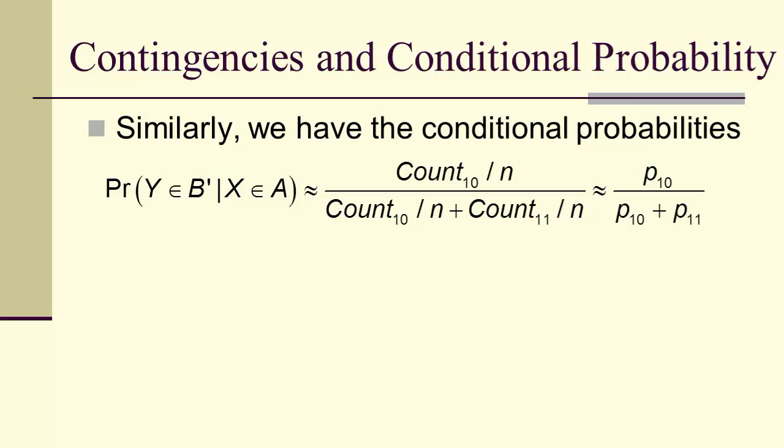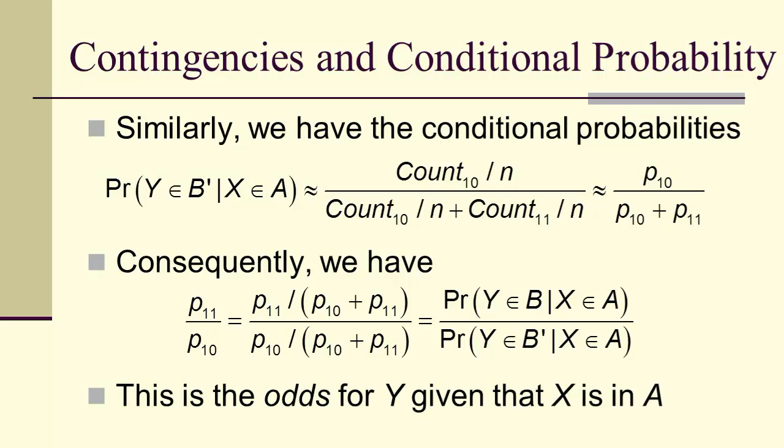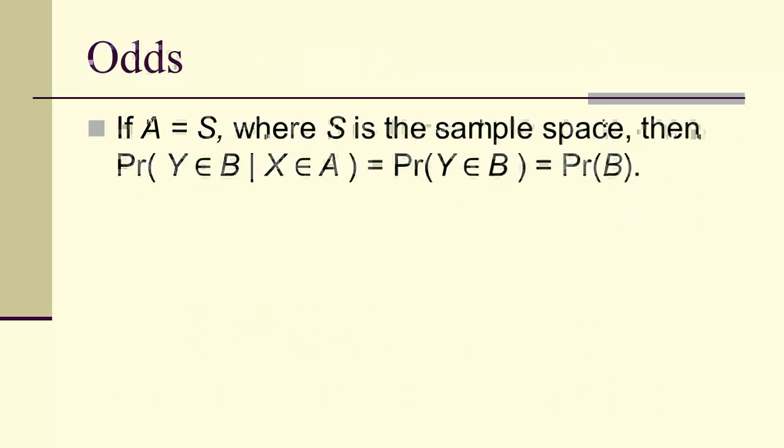So that means we also have the conditional probabilities. Probability of y in B prime given that x is in A is approximately the ratio of these counts, which is the probability of 1,0 over the probability of 1,0 plus probability of 1,1. And if we take the ratio p sub 1,1 over p sub 1,0, then that would be the same as p sub 1,1 over the sum of the two, p1,0 plus p1,1, over p1,0 over p1,0 plus p1,1. And so that's actually the ratio of these conditional probabilities. And this is what we would say is the odds for y given that x is in A.